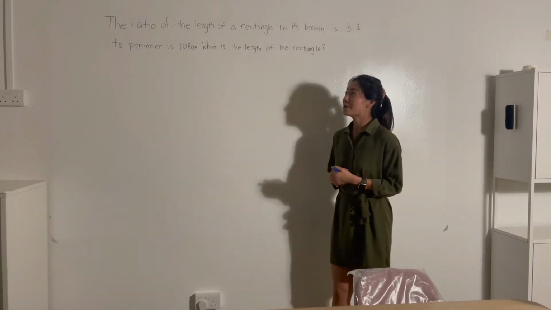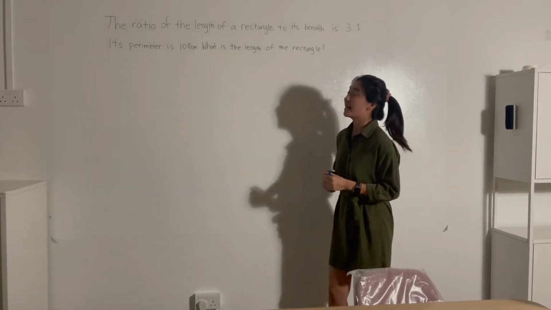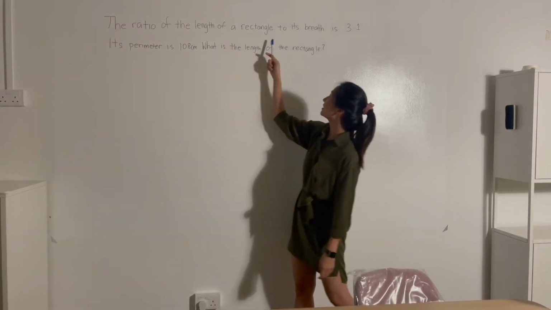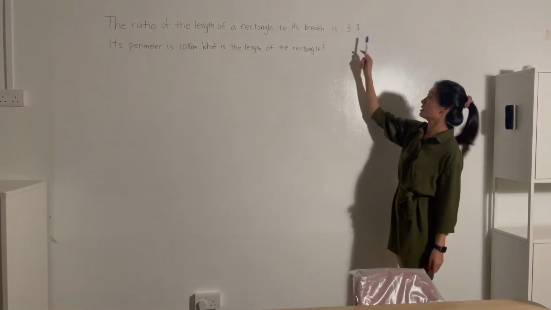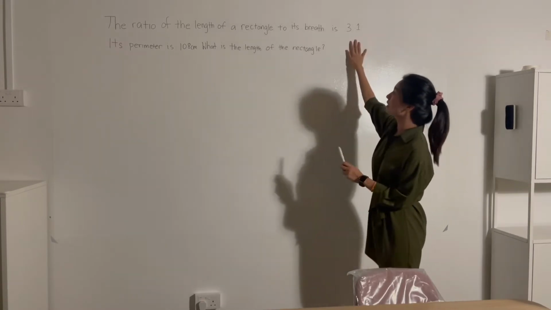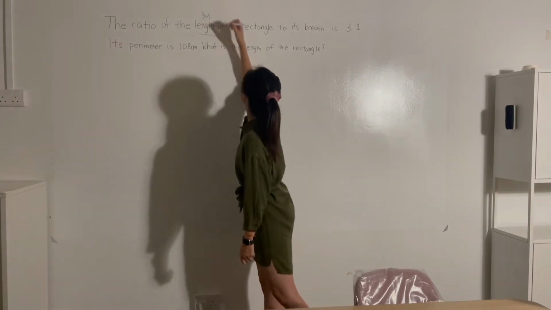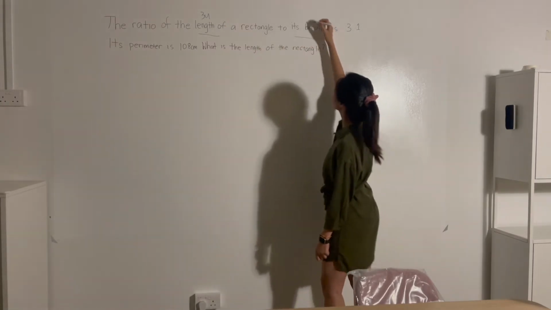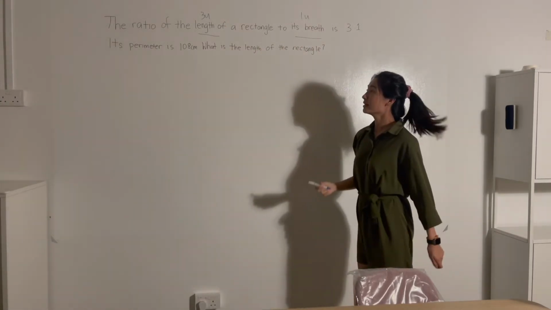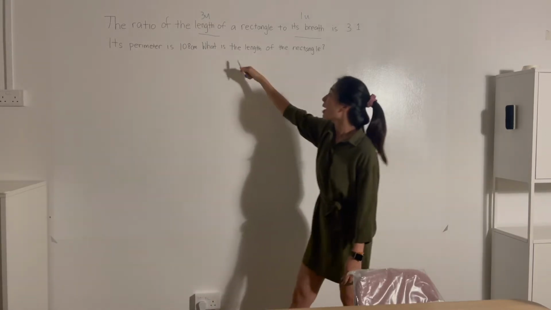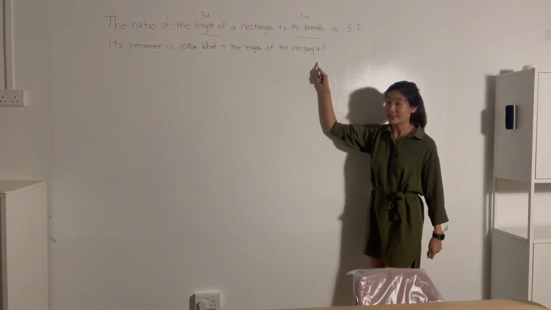Mathlecon. So today I'll be going through a ratio question. Okay, let us zoom into the question right now. The ratio of the length of a rectangle to its breadth is 3:1. So from here we will know that the length is 3 units and its breadth is 1 unit. Its perimeter is 108 cm. What is the length of the rectangle?